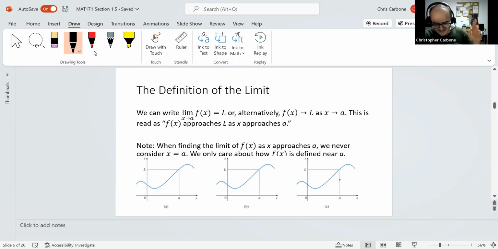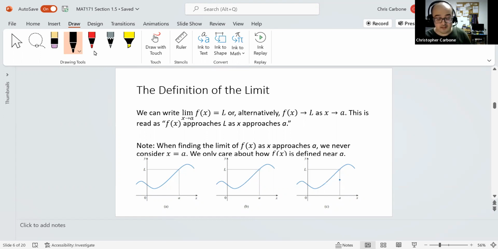So what does all that mean, right? Saying these different things is all nice and dandy, but let's face it, we need something we could work with. Definition of the limit. We could write that the limit as x approaches a of some function f of x is equal to capital L, or alternatively that the function f of x approaches L as x approaches a.